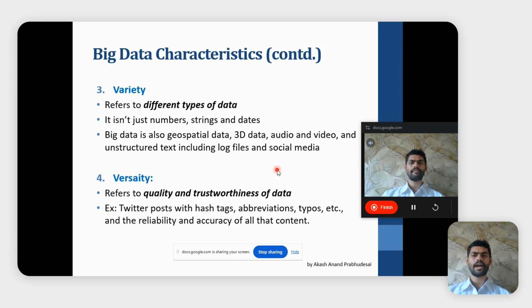Then we are having the variety. So it is different types of data like the image, the videos, then the text, the blogs, the click streams, and even the log files of unstructured social media sites. And we are having the veracity as the fourth characteristic, which is the quality and trustworthiness. So in Twitter we are having the different types of hashtags. So to have the reliability and accuracy of all the content, we check the veracity of the data.